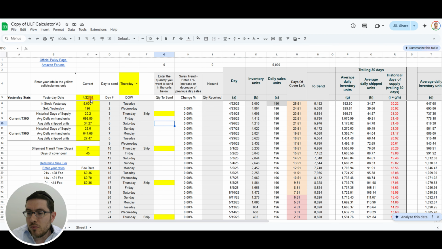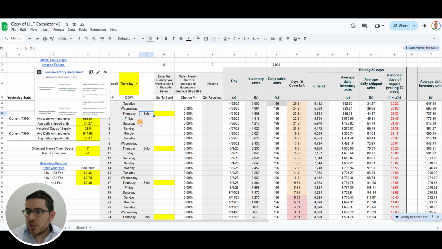So that's what this sheet is really good for. I will go through how to enter the information here, but essentially this sheet will show you, for any given scenario, any given situation that Amazon tells you is your current situation, what will happen based on how many units you ship and when, how soon you will get rid of the fee, and how soon it will come back unless you ship X amount of units. So I'm going to go through this sheet now.